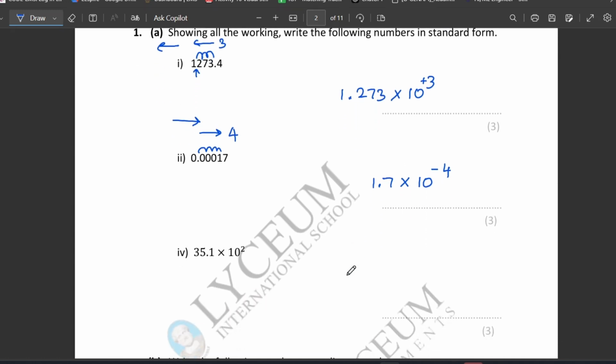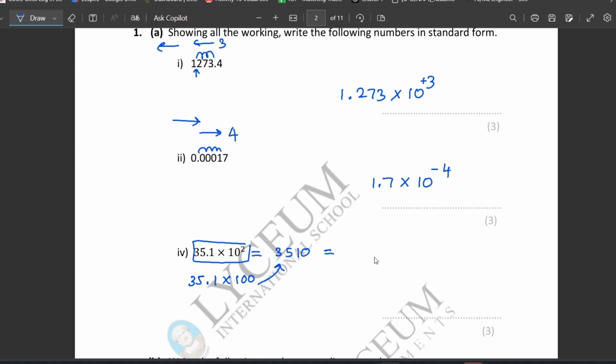Okay, and in here you can see it is easy if we can write this as one number first, not in two parts. So we can write this as this, because this is 335.1 times 100. So when I multiply by 100, I get this. Okay, now we can write this in standard form.